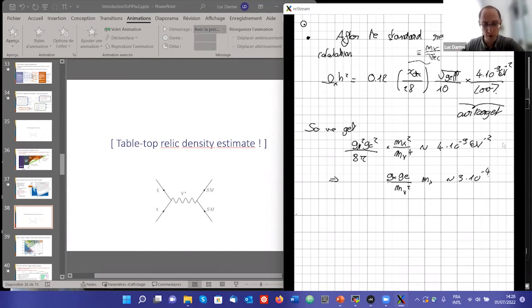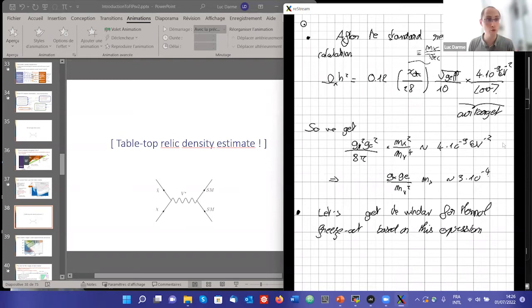So the first thing is, let's try to get the window for thermal freeze-out dark matter based on this expression. So the first thing we want to do is try to assume that, let's say, the couplings are as big as possible. So we want to put ourselves into a situation where all of those guys are extremely massive. This is like the right-handed side of the WIMP, and it's not at all in the region of what you get for the feebly interacting particle.